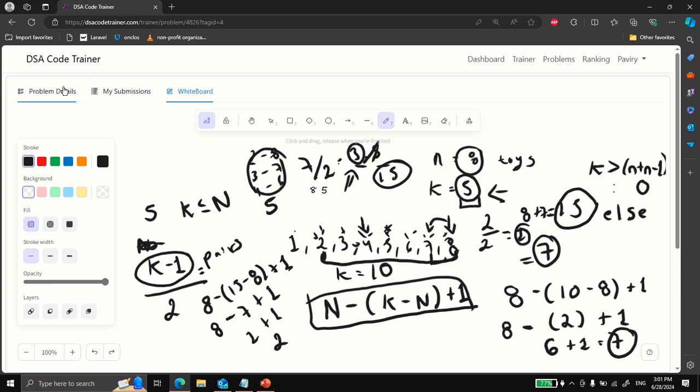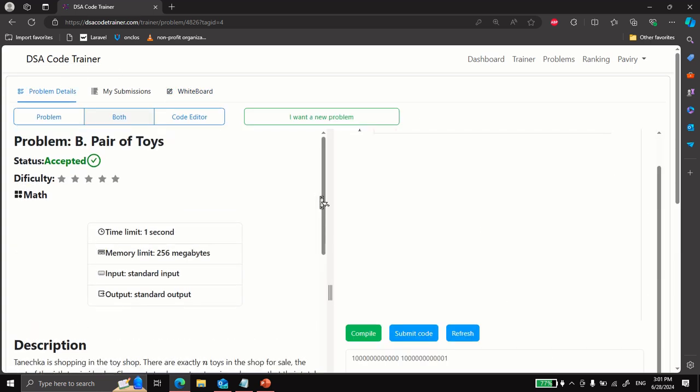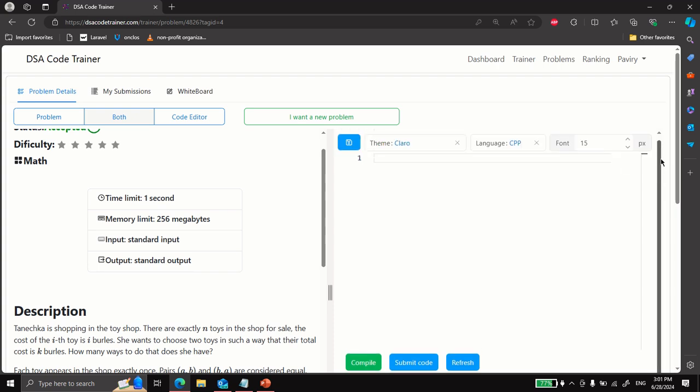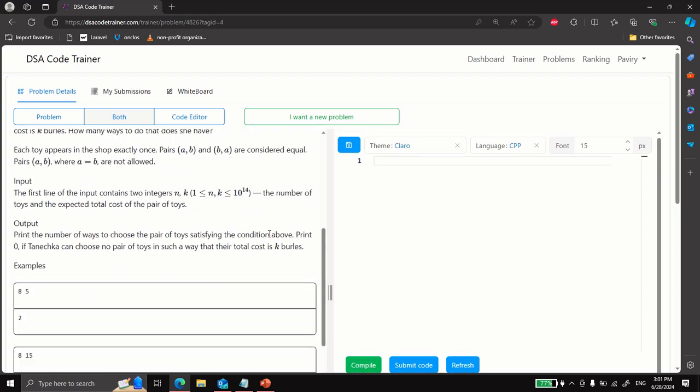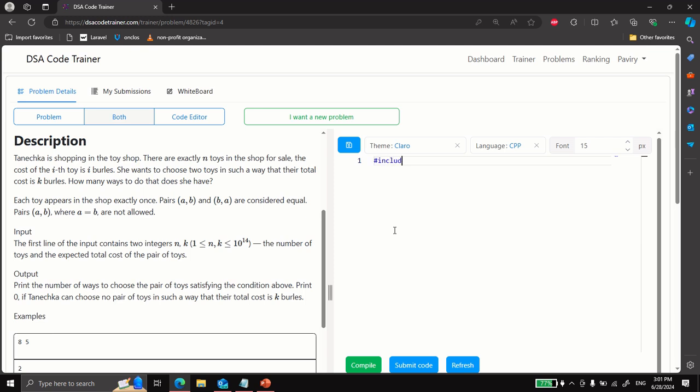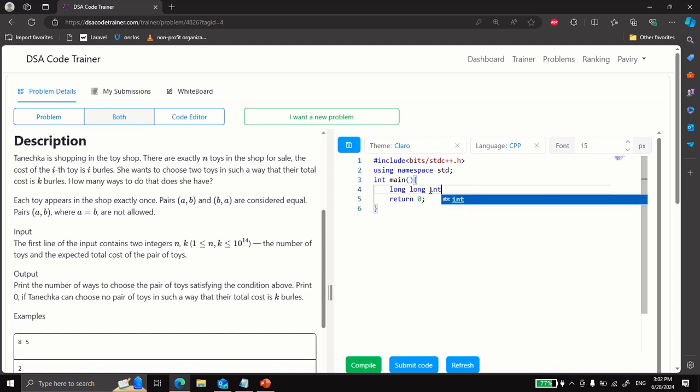So let's see how we can code it. I'm going to use C++. You can use any other language. So I'm going to import all the libraries, and I will start reading the input they give us. First of all, notice that they are going to give us numbers up to 10^14, so we need a long. And let's use the same names as they are given, n and k.